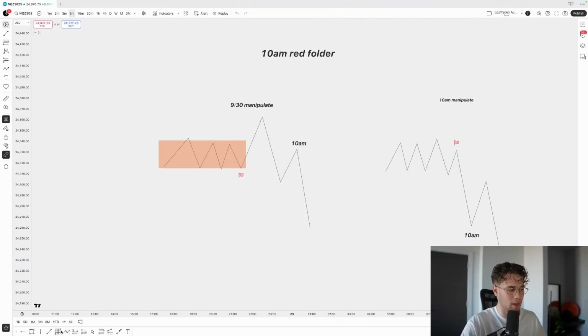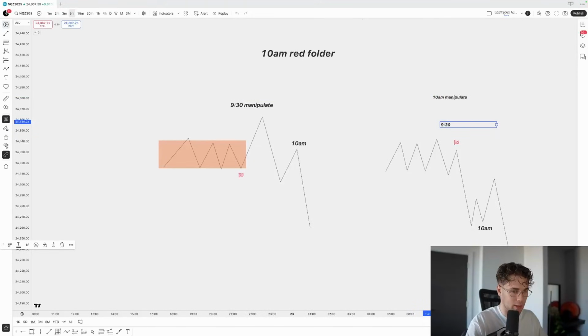To manipulate. Ideally, to be honest, let me remove this because ideally this looks like a short-term high being run. So we could look like this, right? That could be 10 a.m. there, right? This is what 10 a.m. looks like when we have 9:30 distribution. So 10 a.m. manipulation, but 9:30 distribution, right?